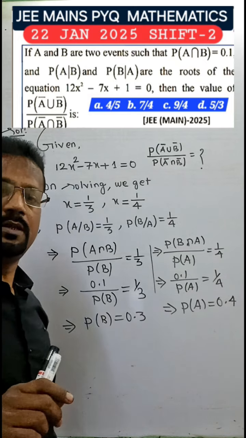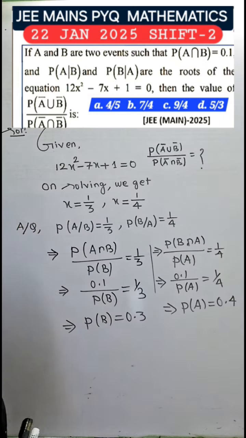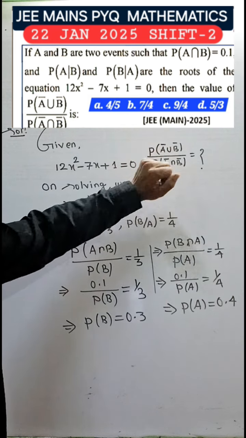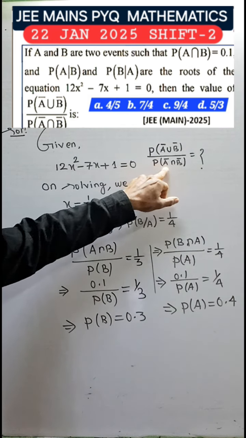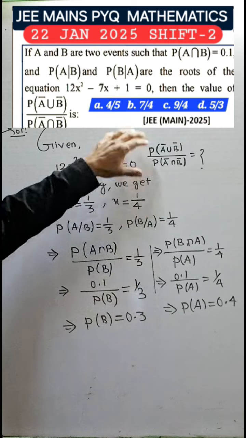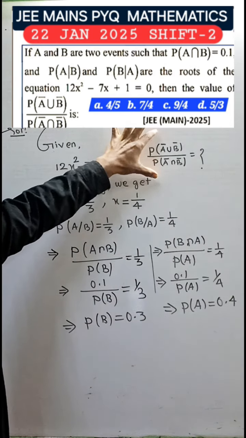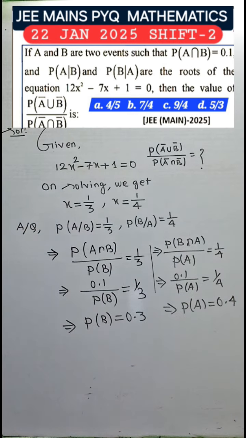A intersection B is also given to you as 0.1, and we are to find the value of the probability of A complement union B complement divided by the probability of A complement intersection B complement. Don't get confused, the value is not the probability of any event, it's just a ratio, and it can be greater than 1 also.